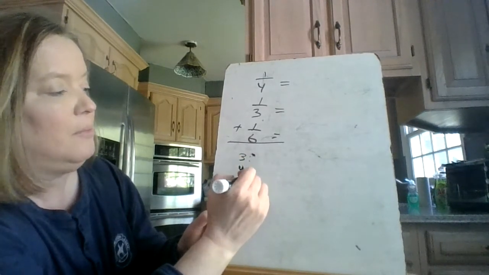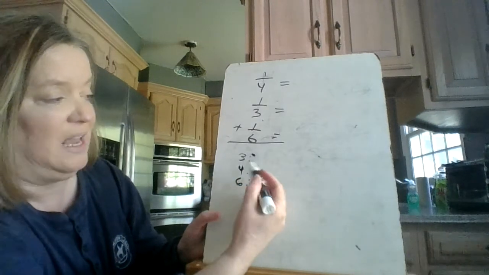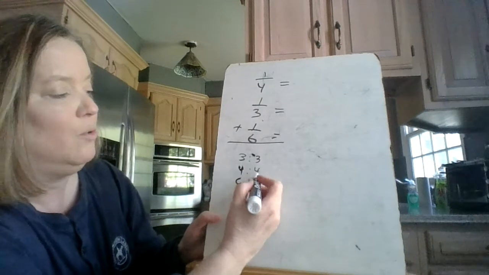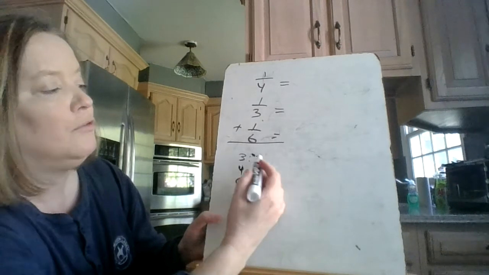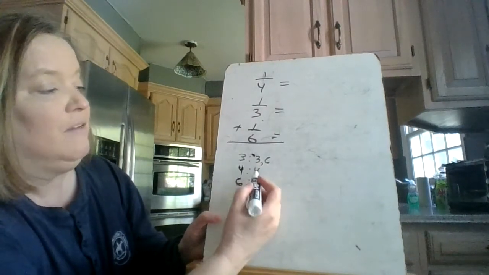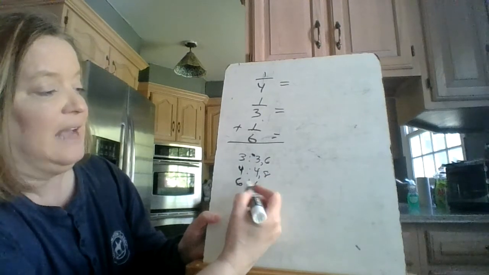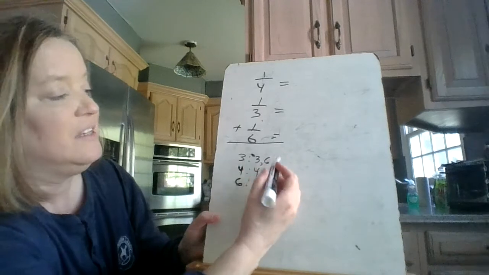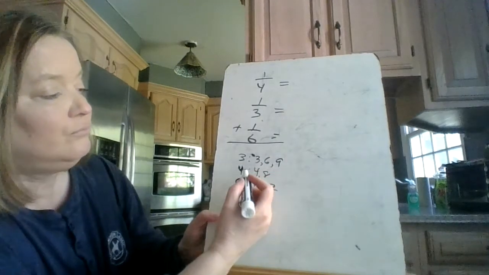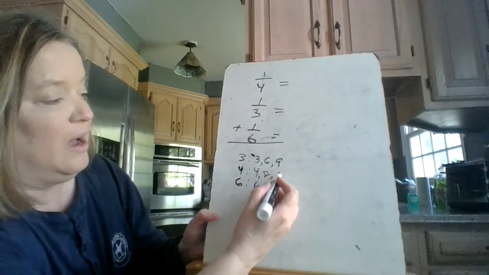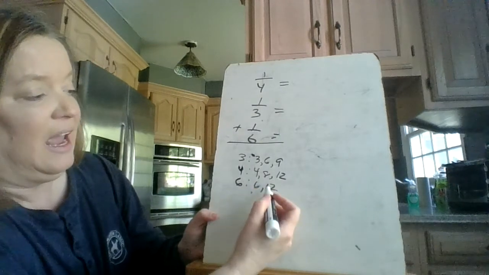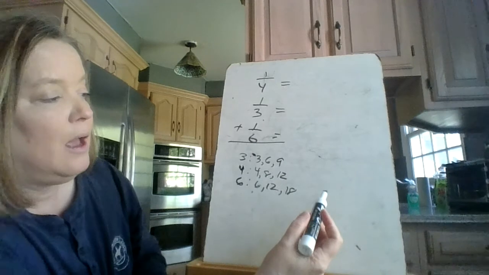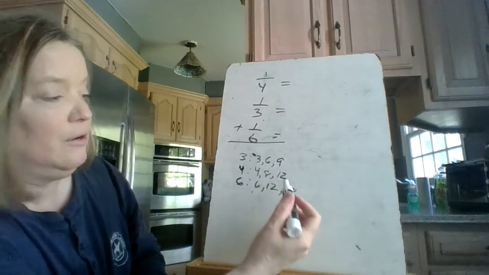And again, if I run through my multiples or my answers to my multiplication facts for these numbers, 3 times 1 is 3, 4 times 1 is 4, 6 times 1 is 6. 3 times 2 is 6, 4 times 2 is 8, and 6 times 2 is 12. So again, I still have no match. 3 times 3 is 9, 4 times 3 is 12, and I have 6 times 3 is 18. But if I peek back, sorry, I still don't have a match.